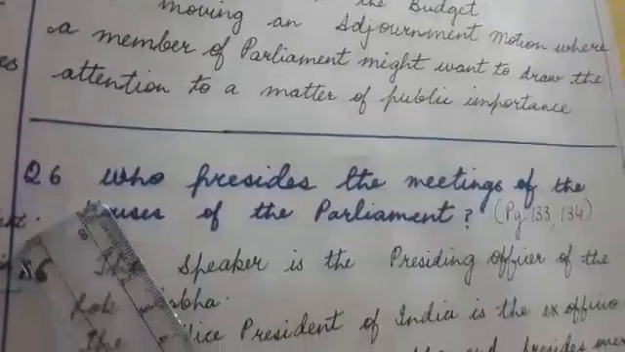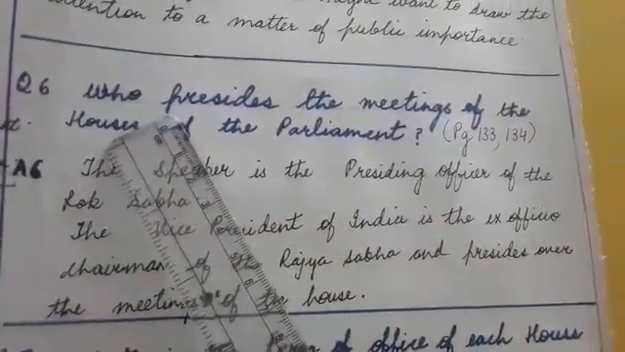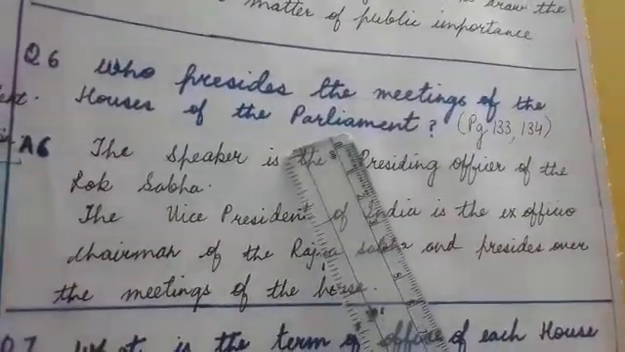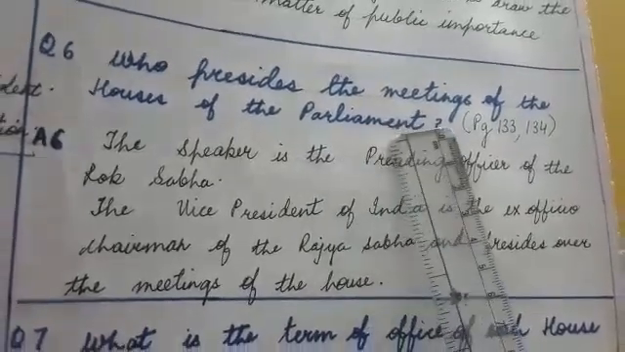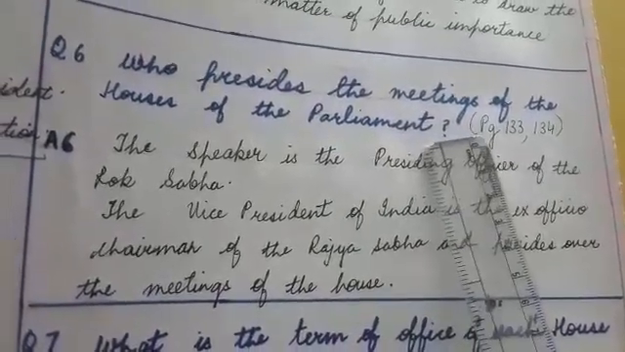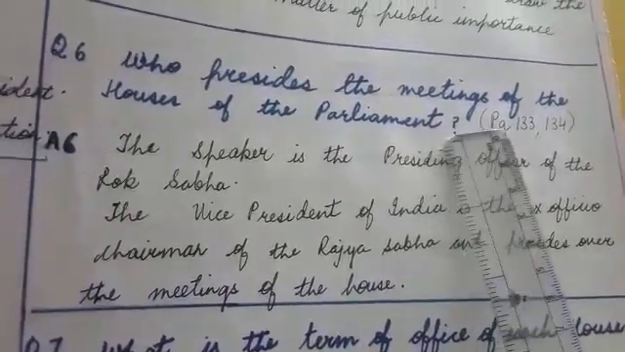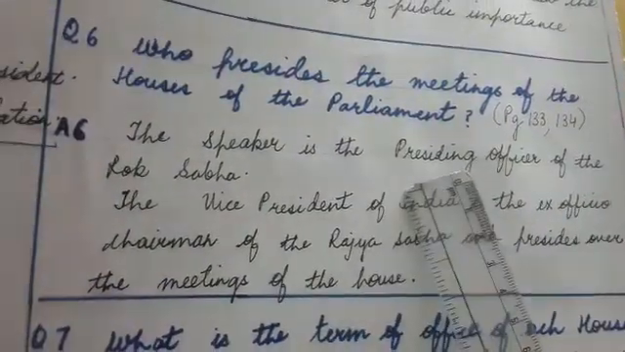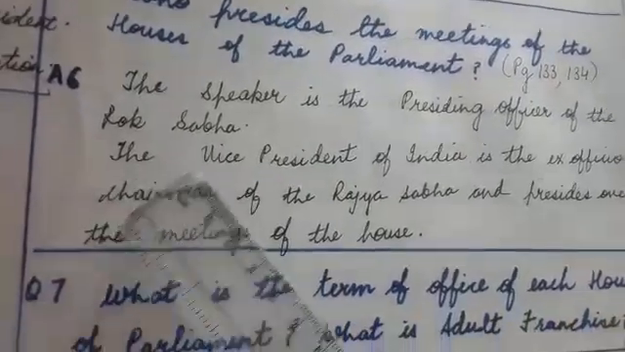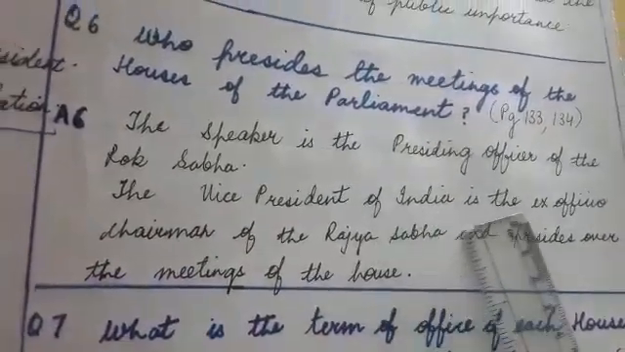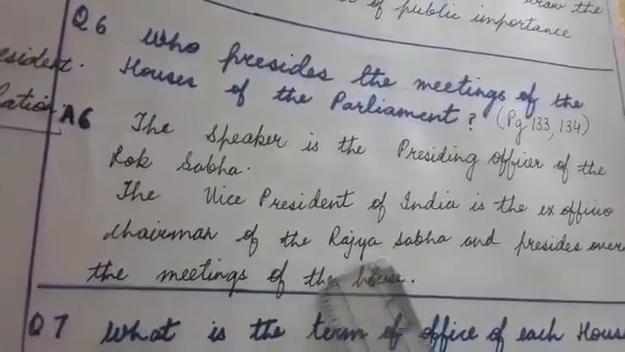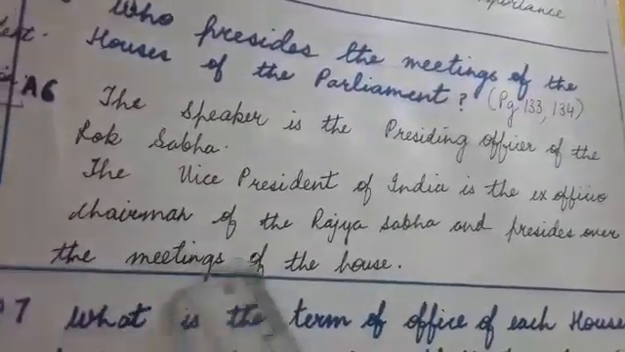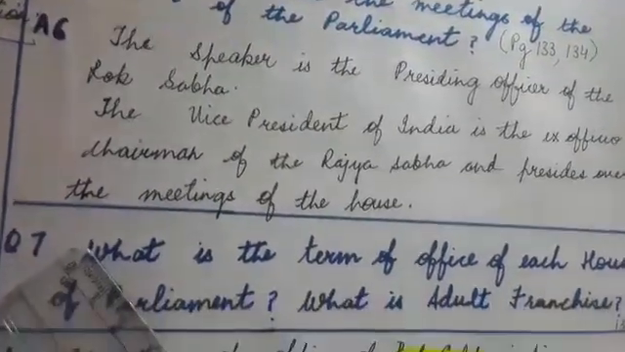Question number 6. Who presides over the meetings of the Houses of the Parliament? The answer is on page number 134 as well as 133 under the topic Presiding Officers. The Speaker is the presiding officer of the Lok Sabha. The Vice President of India is the ex officio chairman of the Rajya Sabha and presides over the meetings of the House.